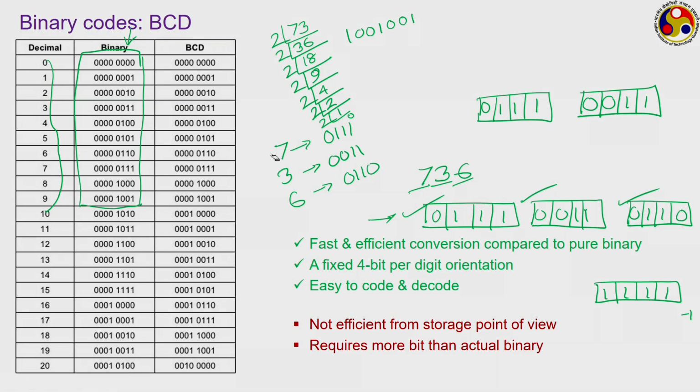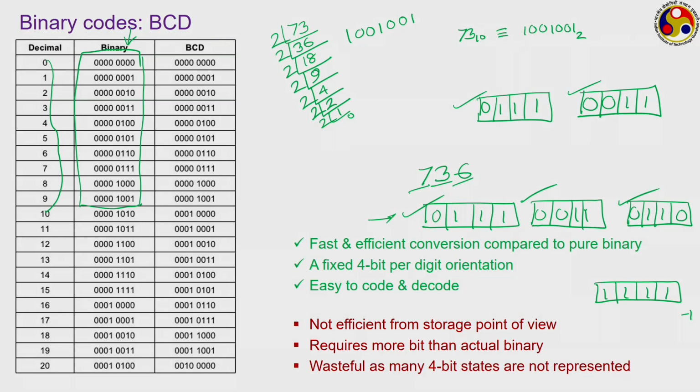So, how many binary digits do we have? The binary equivalent is that this 73 in decimal is equivalent to 1001001 in binary. This is the exact representation, and we need only 7 digits. However, in this BCD format, we needed 4 digits for 7 and 4 digits for 3, total 8 bits. So, 4 plus 4, total 8 bits we require, whereas had we stored the original binary, we would have needed only 7, which is 1 less. So, we need more bits than the actual binary.